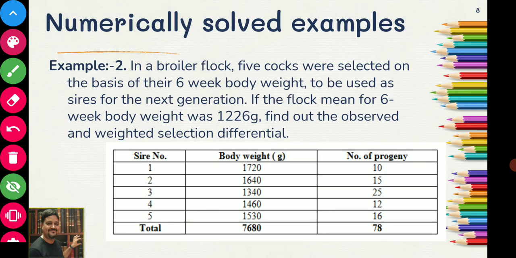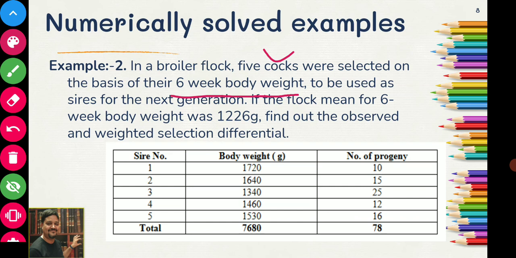Now the next example is about the weighted selection differential. In a broiler flock, out of the flock you have to select 5 cocks, and the basis of selection was 6 week body weight. Now these 5 cocks will act as sires to produce the next generation.